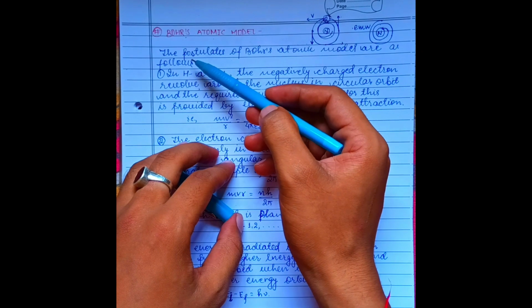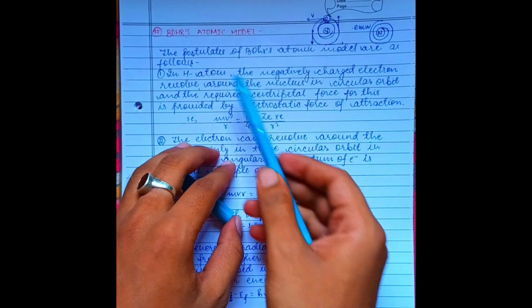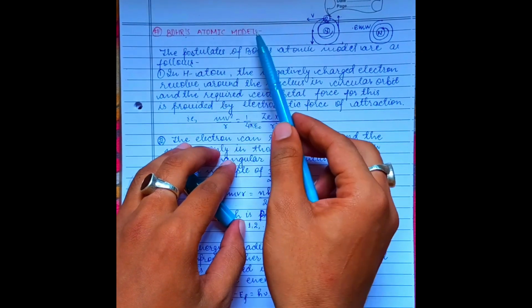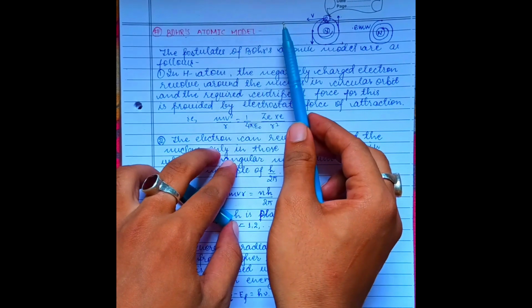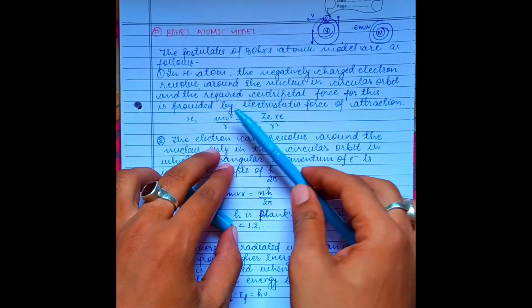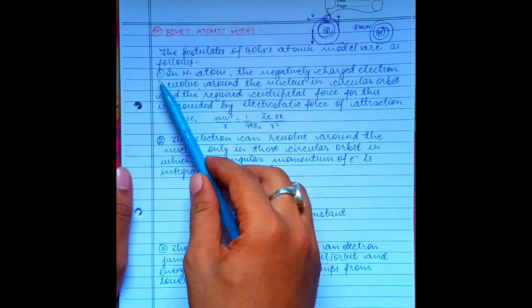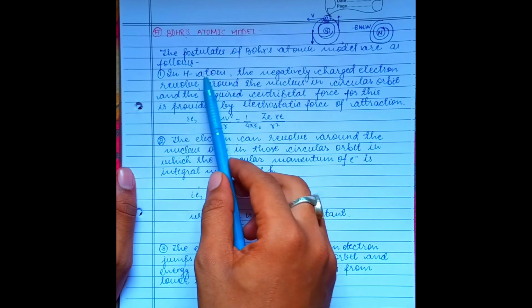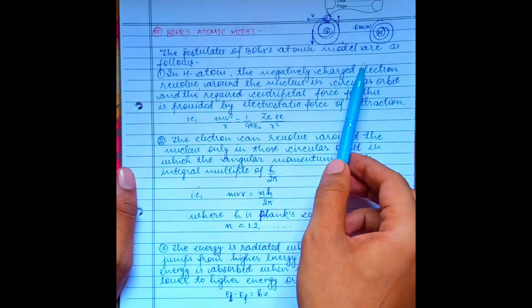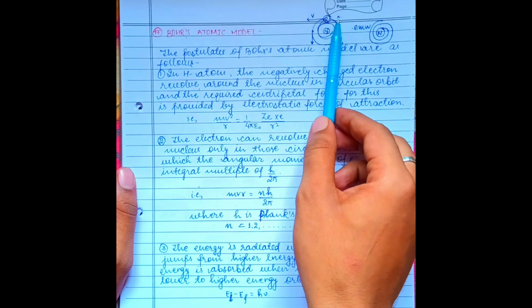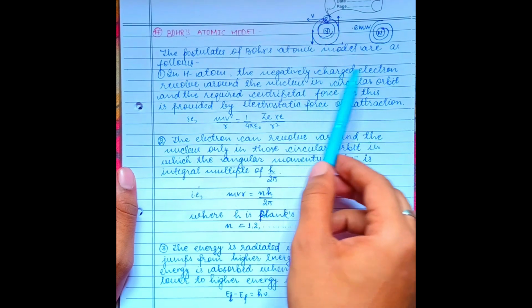He came with 3 postulates, and that was named Bohr's atomic model. And what were the 3 postulates? Those are as follows. The first postulate was: in the hydrogen atom, the negatively charged particle, that is the electron, revolves around the nucleus in a circular orbit.